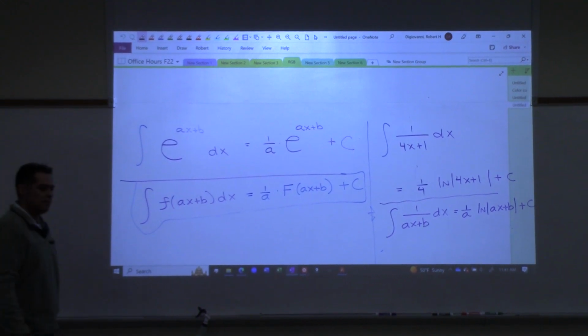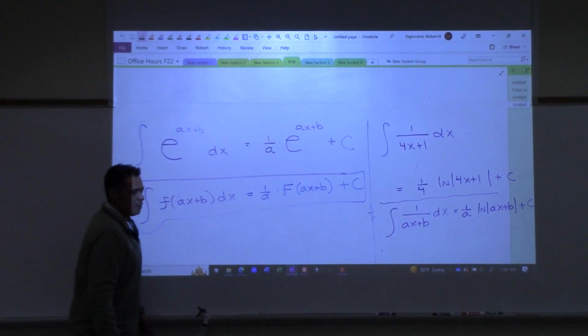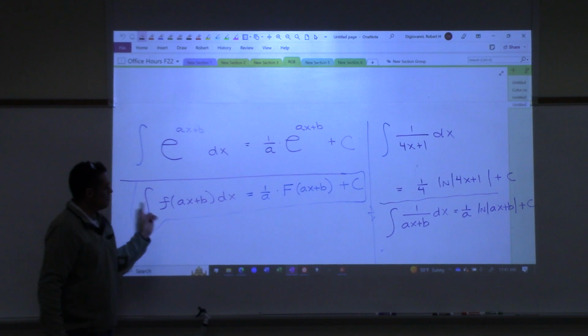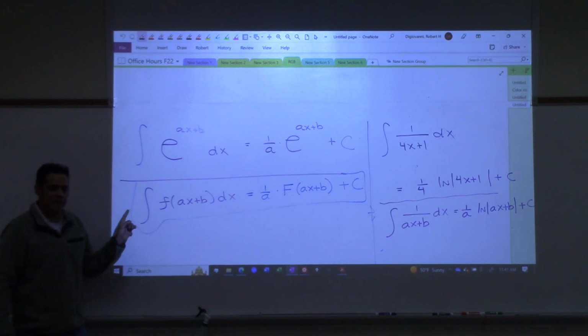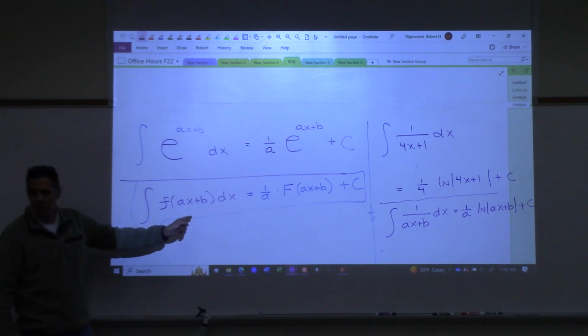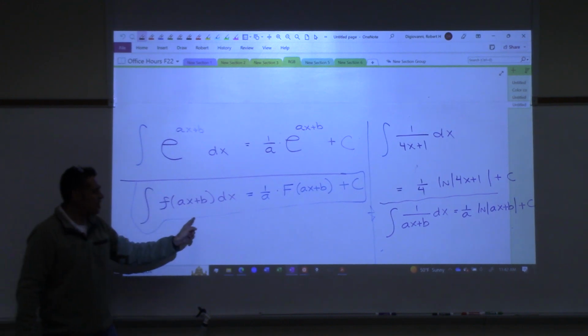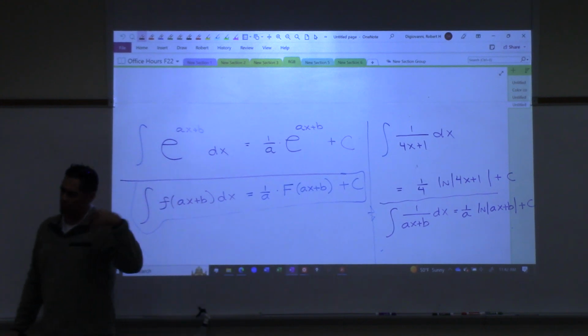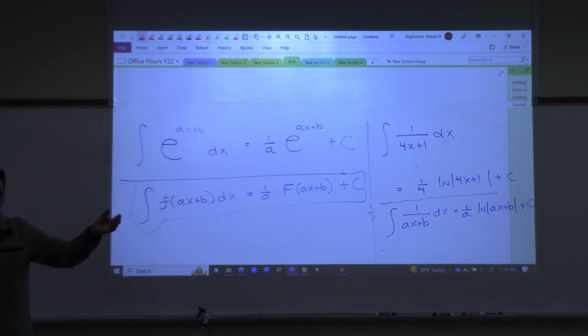Yes? On your formula sheet? I'll let you write that on your formula sheet. So if you have any function with a linear expression plugged in, and you know what the antiderivative of that function is, then it's whatever the antiderivative is, evaluated at the linear function, scaled by 1 over a.